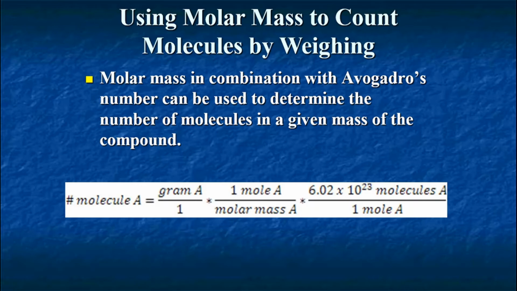We just start with the mass in our sample. Then we have the molar mass conversion factor in here. And then we have Avogadro's number added to that. Just remember, I think that we would prefer in most of our calculations to go with 6.022 times 10 to the 23rd.